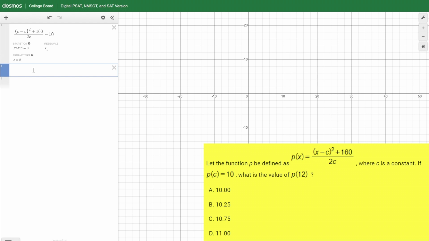Okay, so now we're trying to find the value of p of 12, and we're just going to replace the x with 12 in the equation, and so we're going to say 12 minus c, the whole square, plus 160, all divided by 2c. Okay, and as you can see, the answer is 11, which is option D.